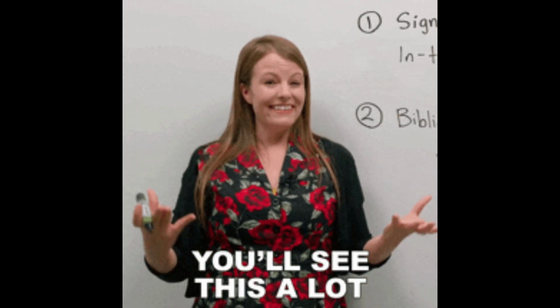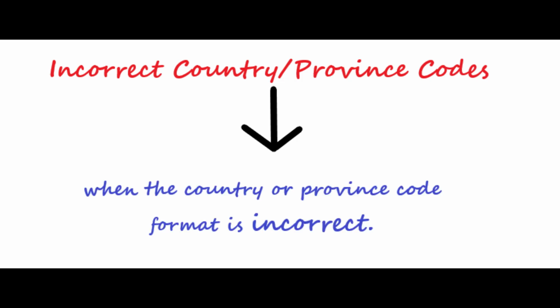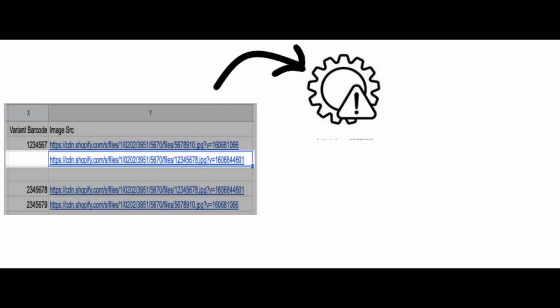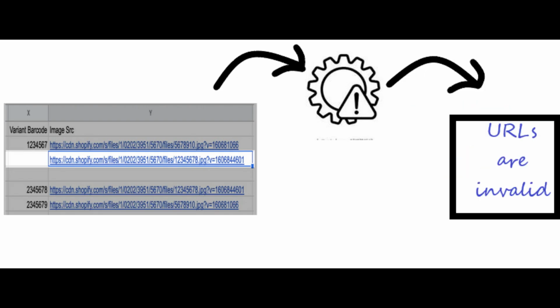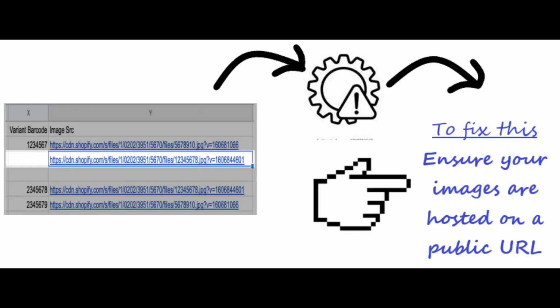You might also encounter errors with incorrect country-province codes. This happens when the country or province code format is incorrect. To resolve this, ensure you're using two-letter country codes like US for the United States or CA for Canada, and correct province codes if needed. Lastly, if your image links aren't working, it could be because the URLs are invalid or private. To fix this, ensure your images are hosted on a public URL using services like Dropbox, Imgur, or Shopify's file upload option.